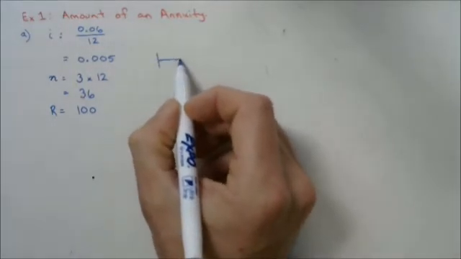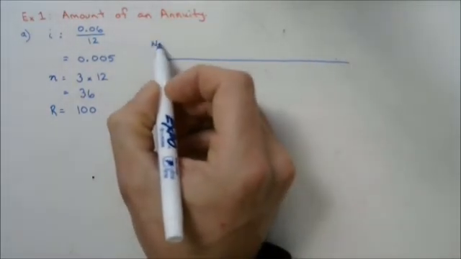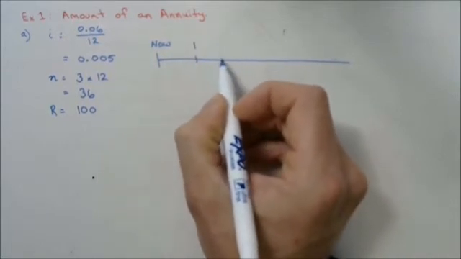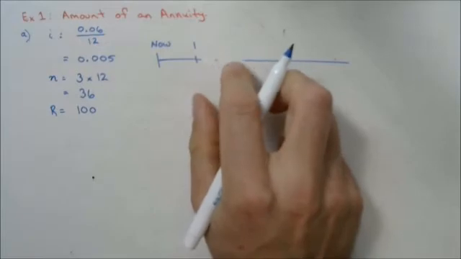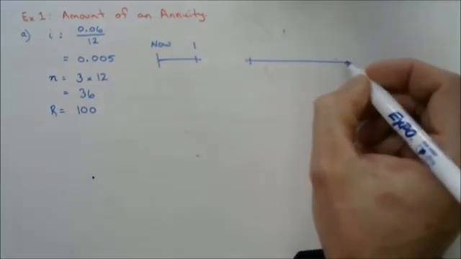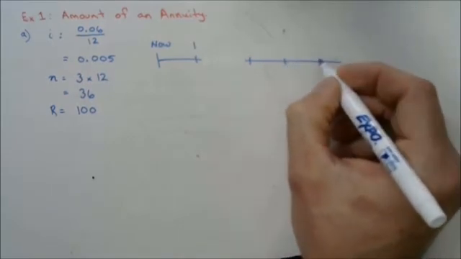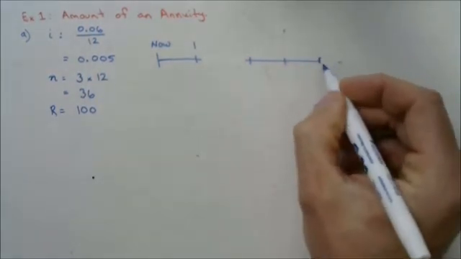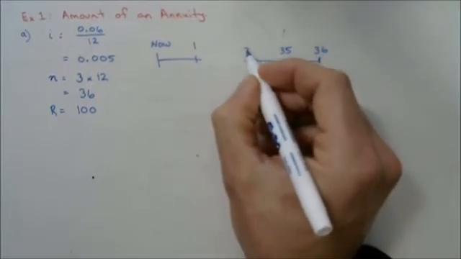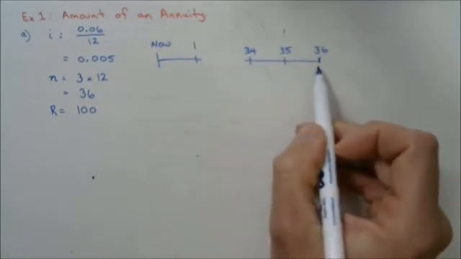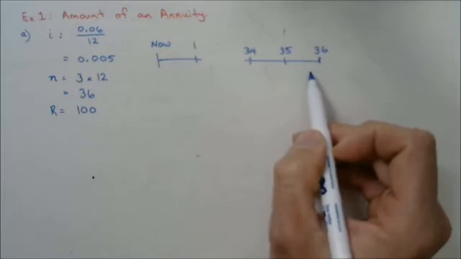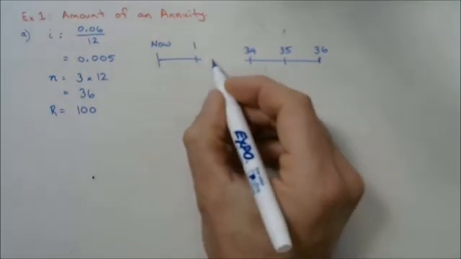Timeline. Now. 1. Skip a few. The last payment period is, we'll end it right there. It's the 36th period. So 35, 34. Okay, we know the value of n. The number of compound periods is going to be 36. So in here we skipped a bunch.